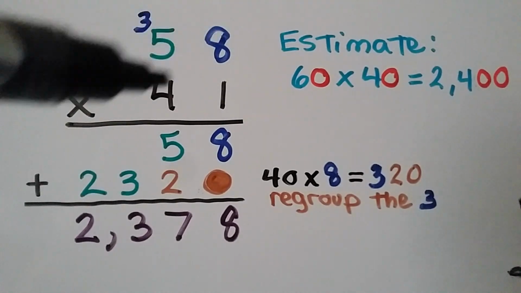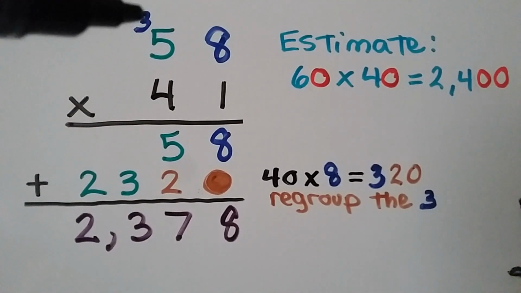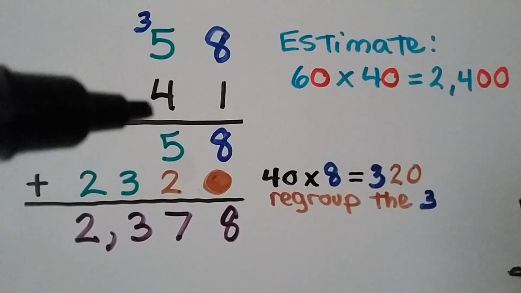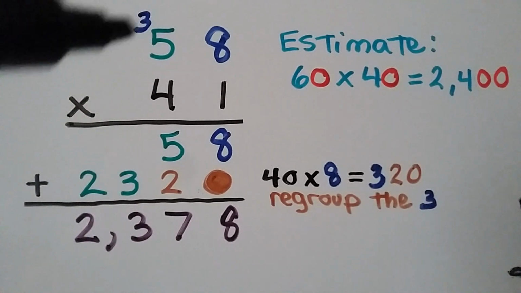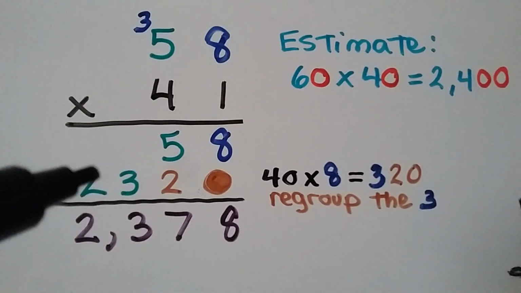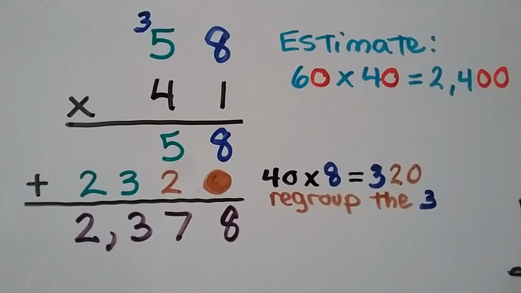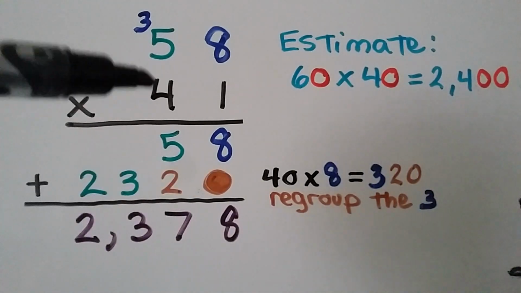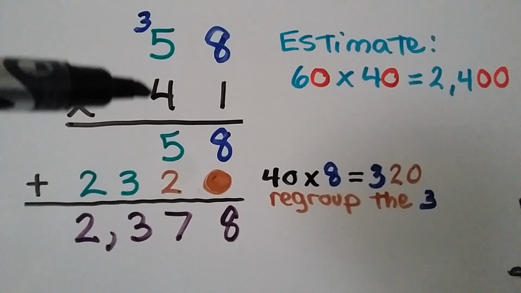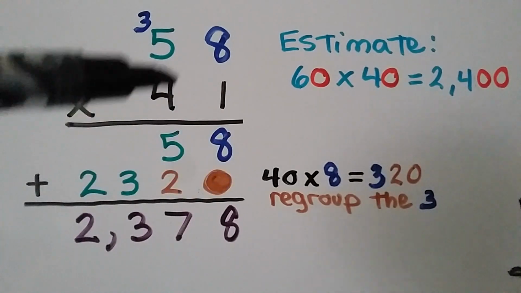So we have 4 times 8 is 32. We regroup the 3 and put the 2 down. Then we do 4 times 5 is 20 plus 3 more. We write 23. We add our partial products. We've got 8 and 0 is 8. 5 and 2 is 7. 3, and we drop down the 2. We have 2,378.